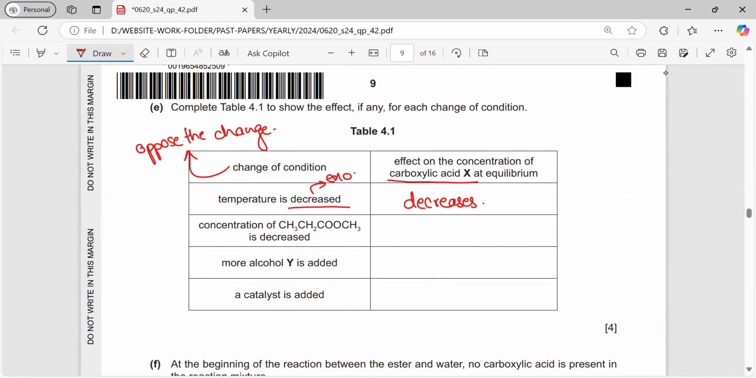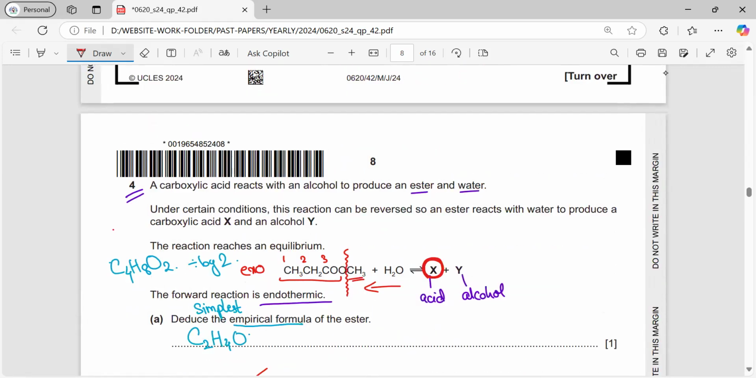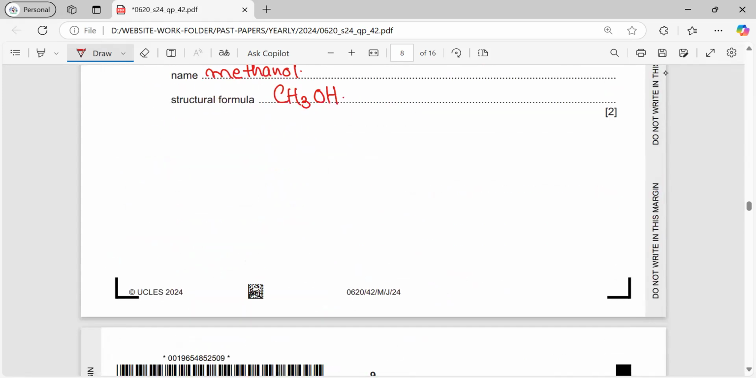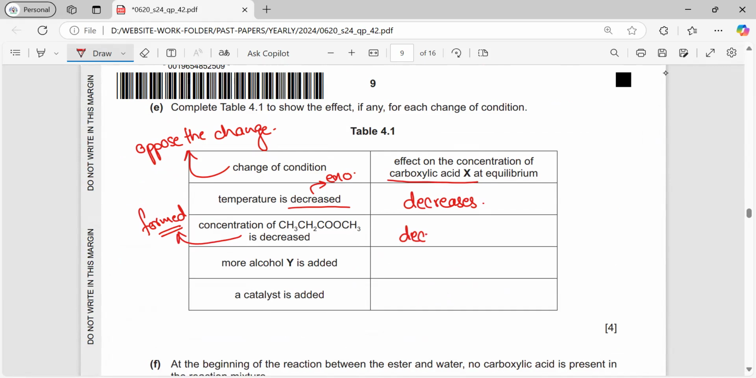For the next one, the concentration of ester is decreased. So if we decrease the concentration of the ester, the system will move towards the side where the ester is formed, because we are decreasing it. So the side where the ester is being formed is the backward side. So the acid concentration again decreases when it moves backward, because they're asking us about the acid.